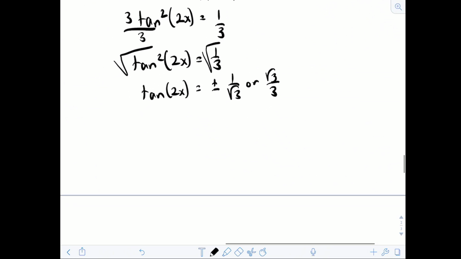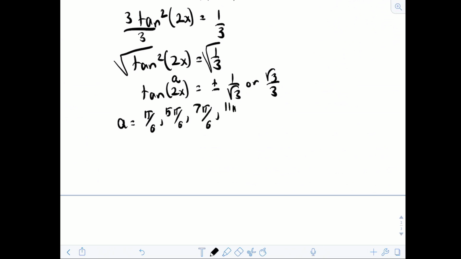Now, I'm going to do this in terms of pi. So like I did before, I'm going to change this over to be a. I'm going to say a is equal to, now this is plus or minus 1 over root 3. So that's 30 degrees normally, so that's going to be pi over 6, 5 pi over 6, 7 pi over 6, and then 11 pi over 6. But since this is double that, I need to take all of these values and in a sense double them again. So add 2 pi.